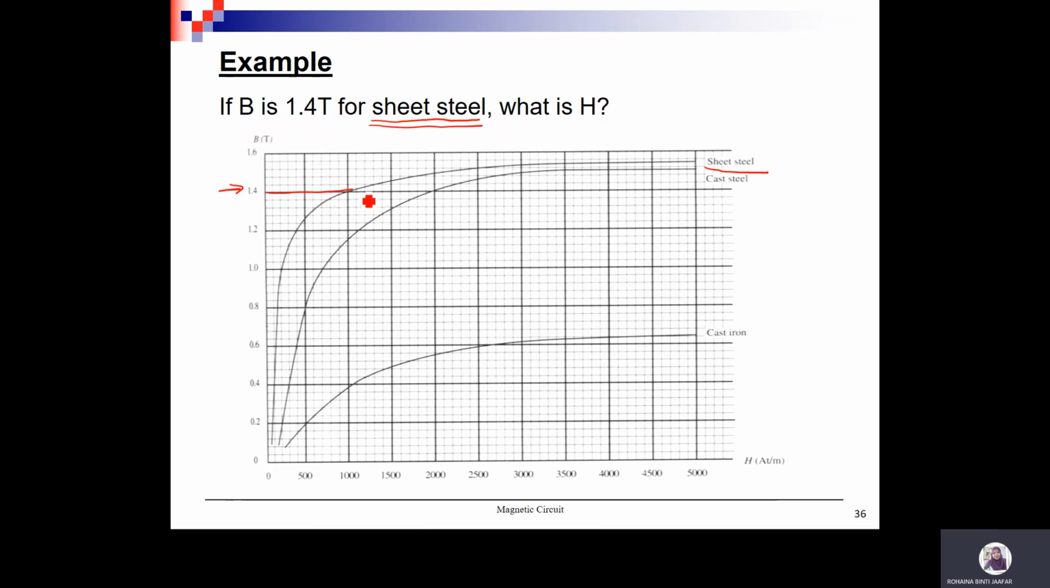Okay, so how to get the value of H? You just refer to this one. You can use your ruler. This is your value of H. So with B 1.4 Tesla for sheet steel, from the BH curve you will get H equal to 1000 ampere turn per meter. So this is your answer. You have to know how to read your BH curve, because all the analysis of magnetic circuits involves BH curve reading.